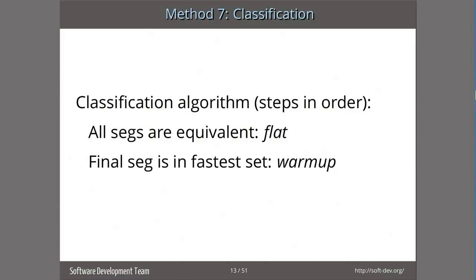Okay, so we've got this classification algorithm, and I'm going to use slightly simplified words to make life a bit easier. If there's one change point segment in the plot, we say it's a flat classification. If the final change point segment is the fastest of any change point segment, we say it warms up. And we consider both of these equally good, morally equivalent. We make no distinction between them.